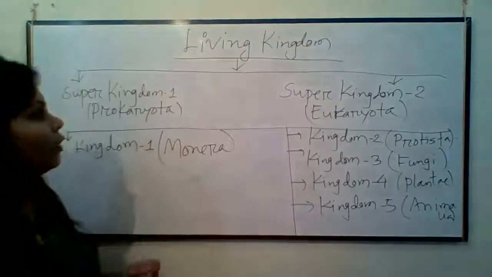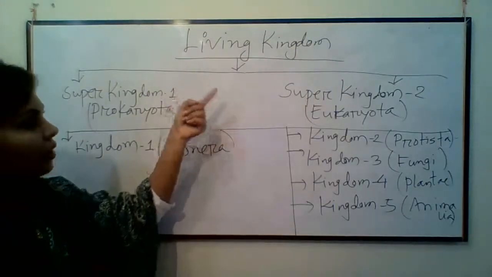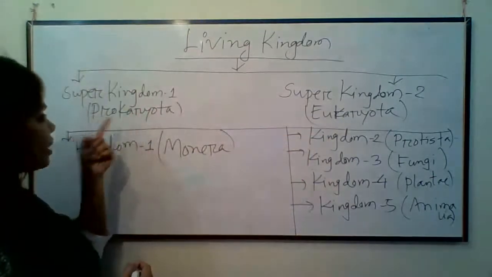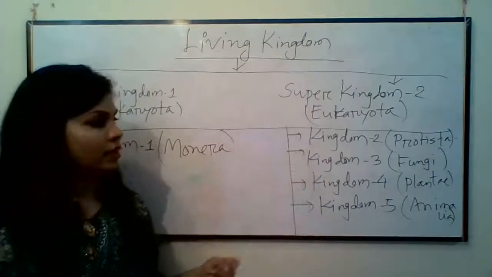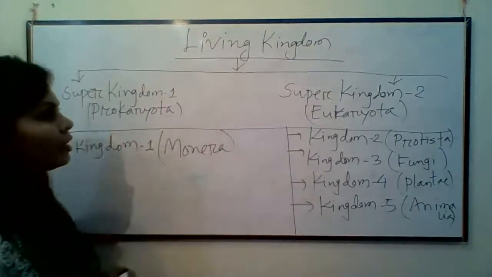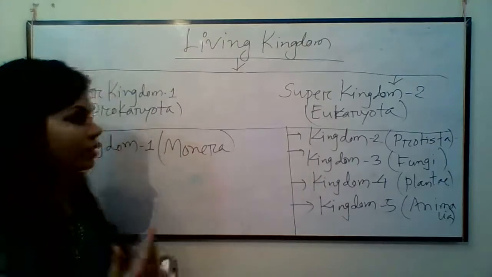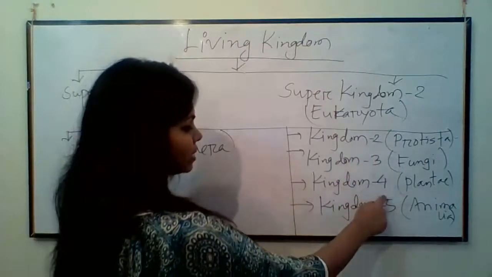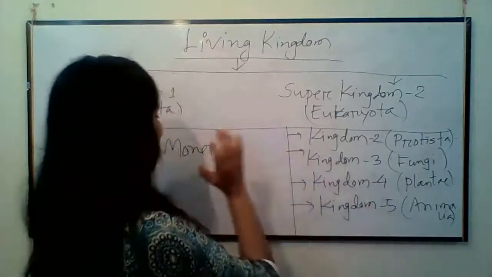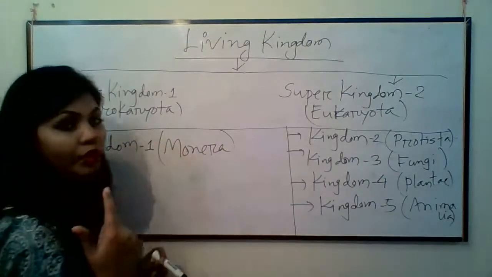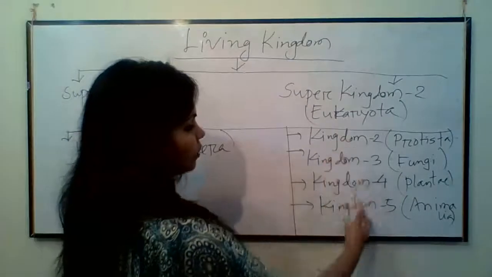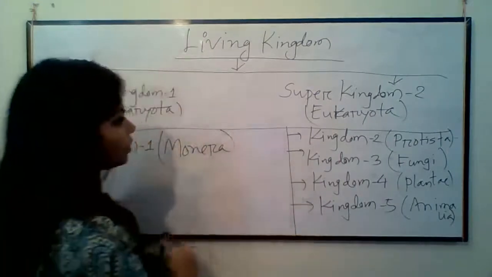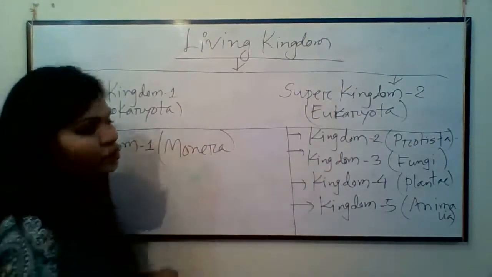So I'm going to review now. The whole living world is divided into two super kingdoms, Super Kingdom 1 and Super Kingdom 2. Super Kingdom 1 is Prokaryota and Super Kingdom 2 is Eukaryota. Under these two there are five kingdoms: Monera, kingdom 2 Protista, kingdom 3 Fungi, kingdom 4 Plantae, and kingdom 5 Animalia. Only Monera is under Prokaryota, Super Kingdom 1, and the other four kingdoms are under Super Kingdom 2, Eukaryota. Now I will discuss every kingdom.